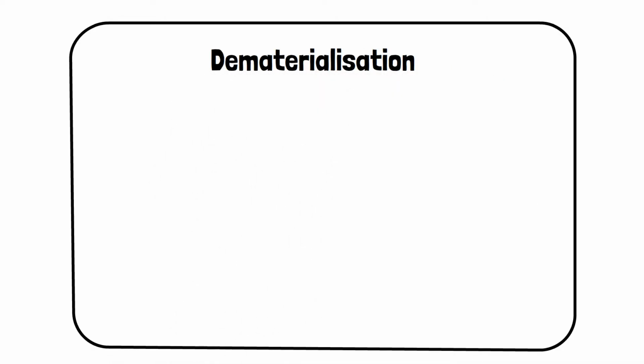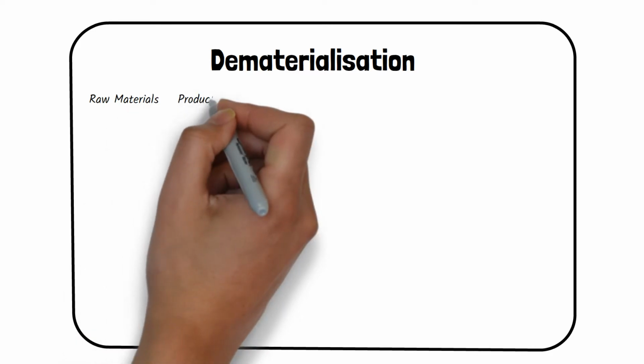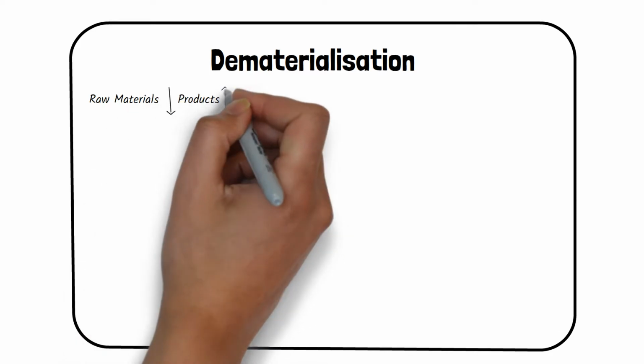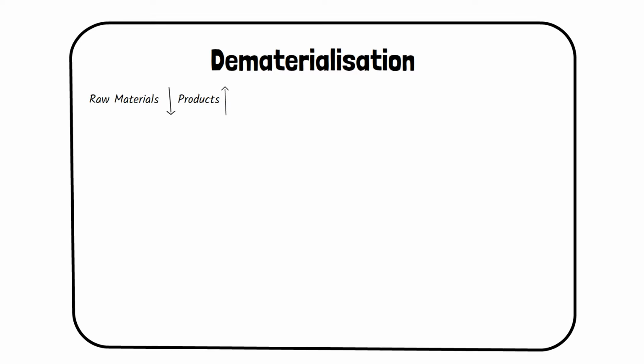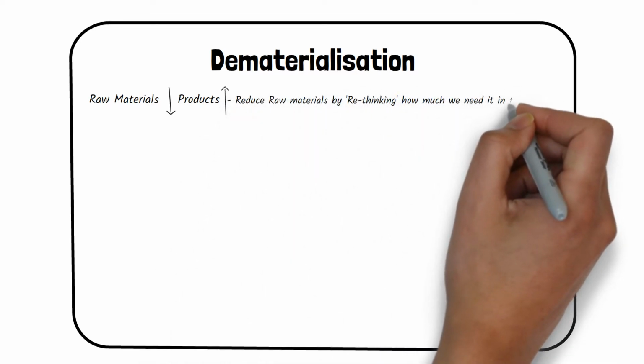Dematerialization. In my previous video, What is the Circular Economy?, I introduced Rethink and Reduce. If you haven't watched the video yet, I have put the link down in the description box. So basically, dematerialization is the strategy to minimize the use of raw material and maximize the product as much as possible. We can reduce it by carefully thinking how much we need it in the first place.